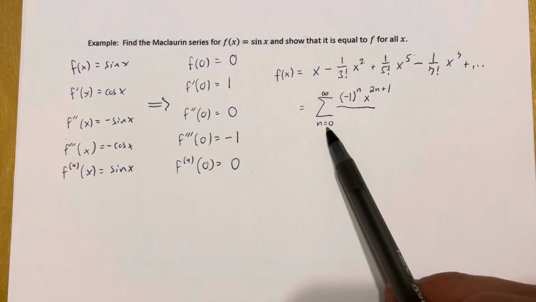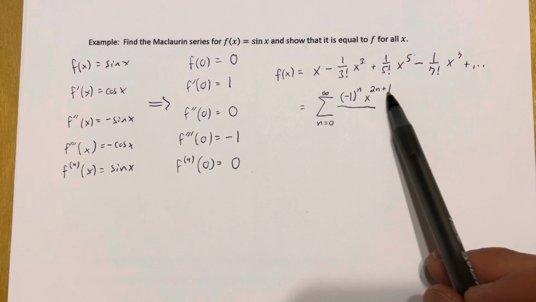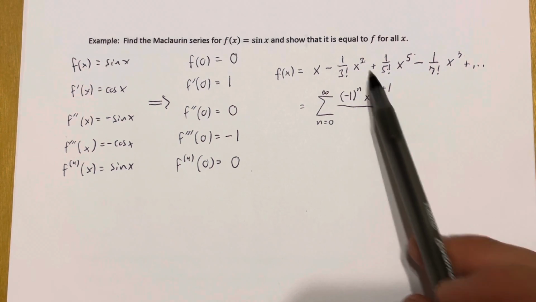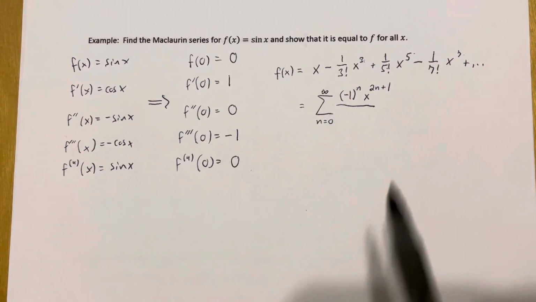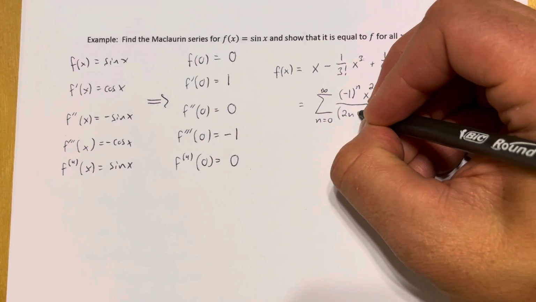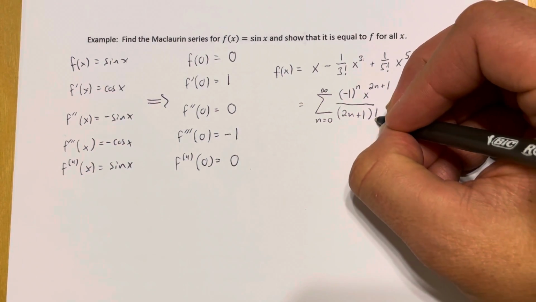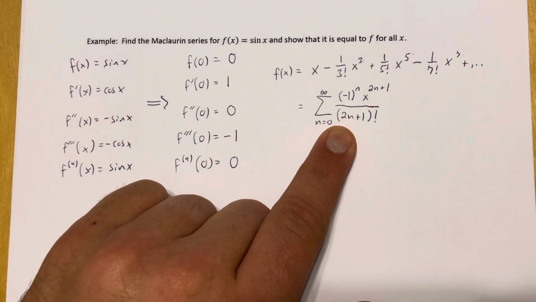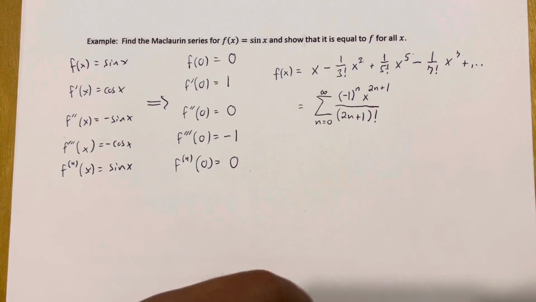Well, starting when n is equal to 0, I'd have x to the first power. That works. N equals 1 would give me x to the third power. That would be my next term. So this 2n plus 1 appears to be doing what we want it to do. And like we said, that's the thing we're also taking the factorial of down here. So this is the Maclaurin series for the sine function.